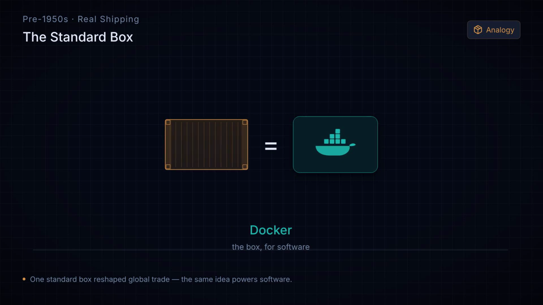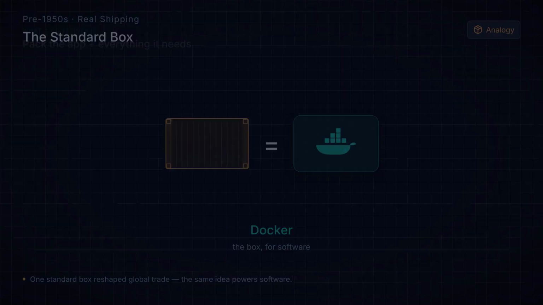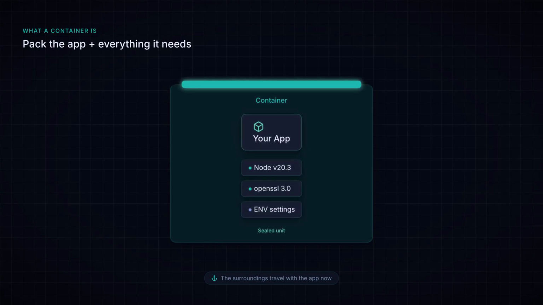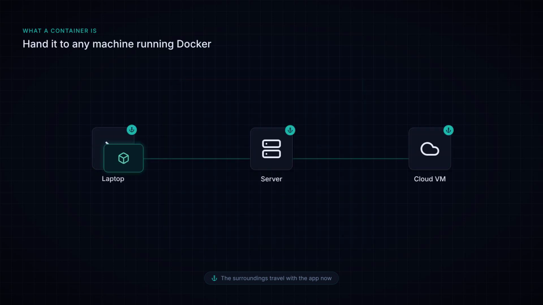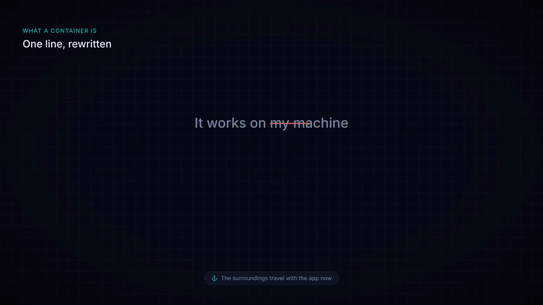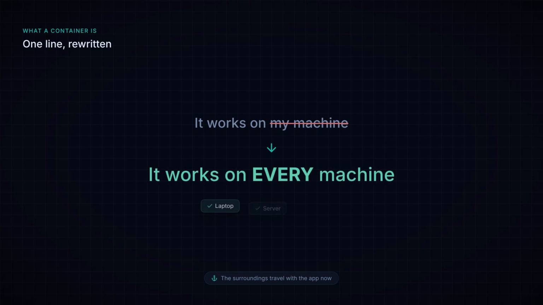Docker borrows that exact idea for software. A Docker container is that standard steel box, but for your app. Instead of shipping only your code and hoping the other machine has the right setup, you pack your app together with everything it needs. The right language version, every library, the exact settings, into one sealed unit. That whole bundle is the container. Hand it to any computer running Docker, and it behaves the same way it did on yours. The surroundings travel with the app now. It works on my machine, quietly turns into, it works on every machine.